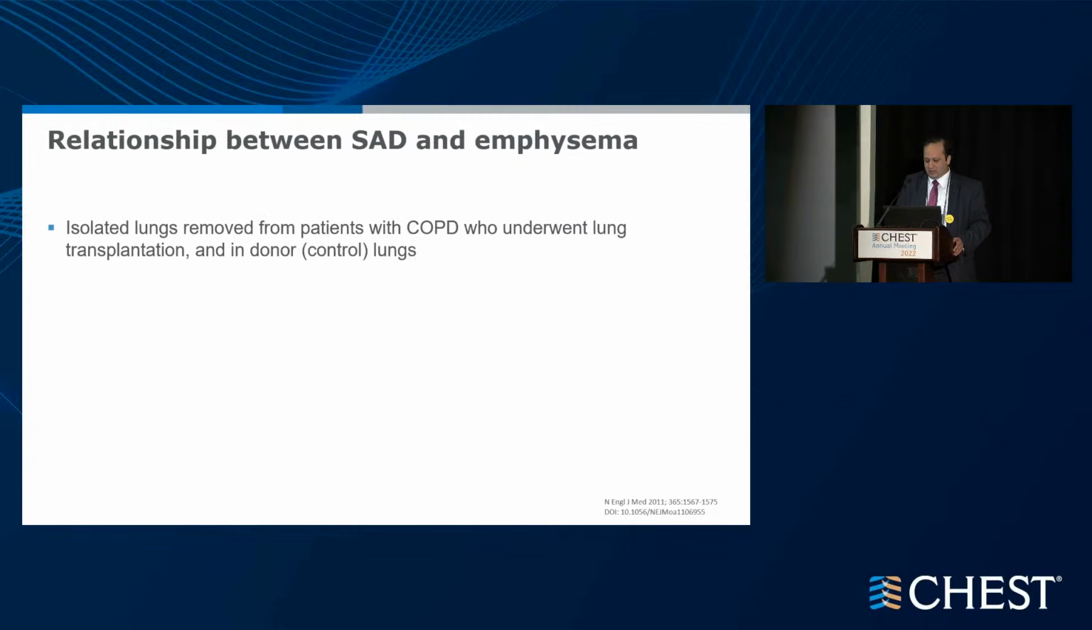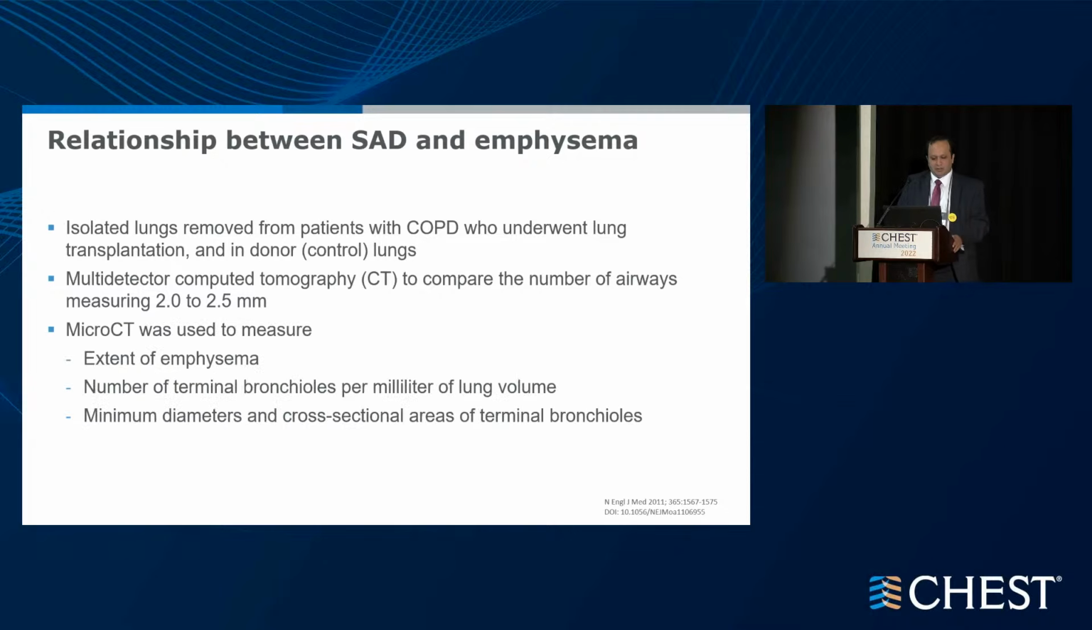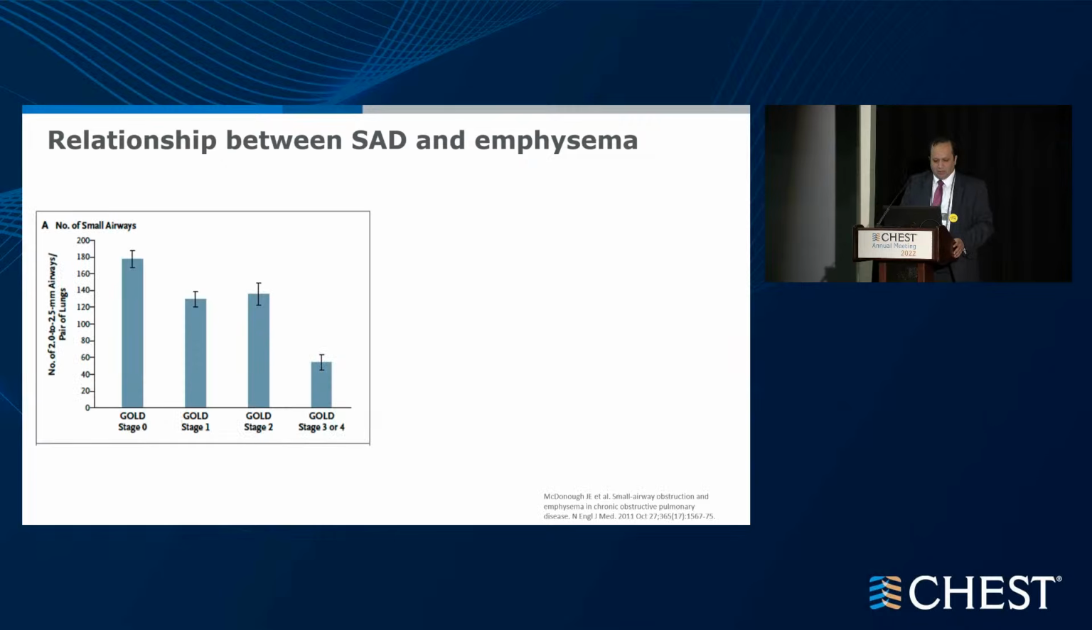Again, this is another study by the same group, by James Hogg. They looked at isolated lungs removed from COPD patients who underwent lung transplantation and compared them with donor lungs, which were the control lungs. They used multi-detector CT to compare the number of airways measuring 2 to 2.5 millimeters, which is what we use to look at the small airways. They also used micro CT to look at the extent of emphysema and the number of terminal bronchioles. What they found was that as the patient progresses through the GOLD staging, the number of small airways starts going down, and this is what links to the development of emphysema.